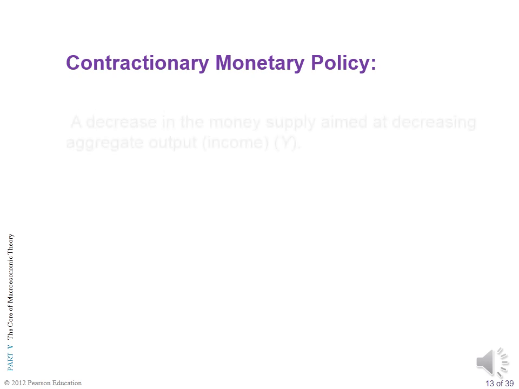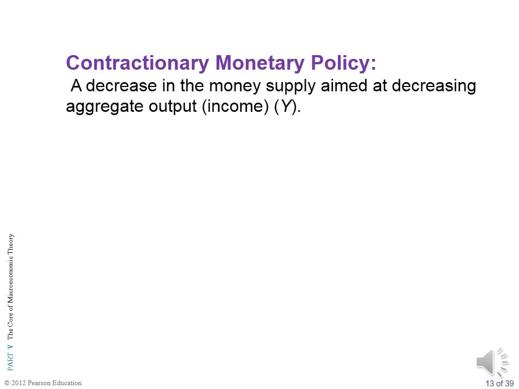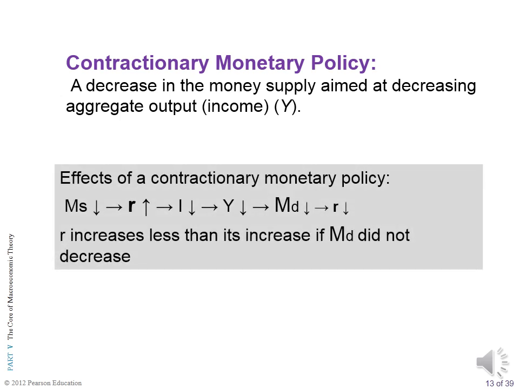Contractionary monetary policy. A decrease in money supply aimed at decreasing aggregate output. Decrease in money supply will increase interest rate. This will decrease investment, so Y will decrease. The decrease in income will decrease demand for money, which will decrease interest rate. Again, the decrease in interest rate is much less than the increase in interest rate.